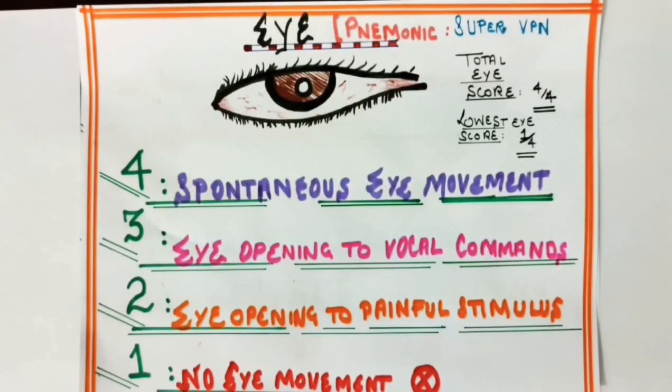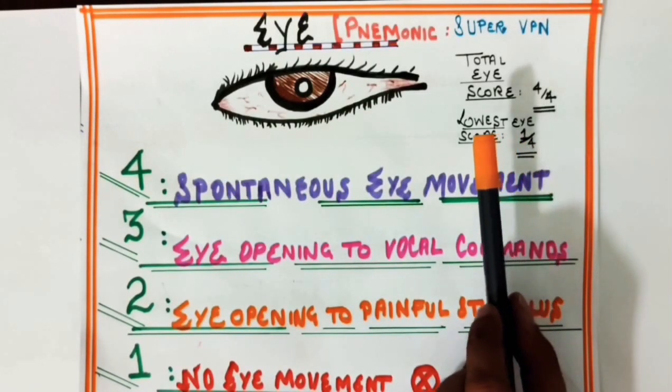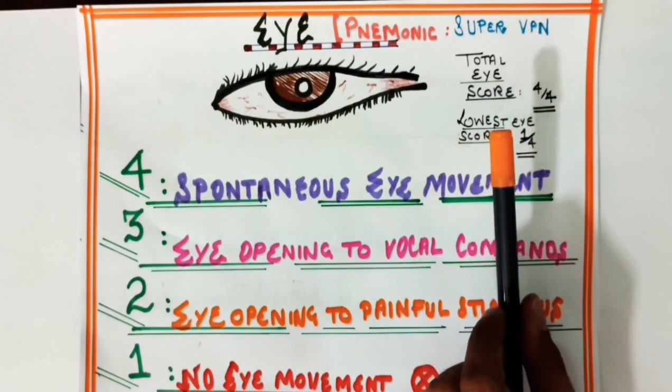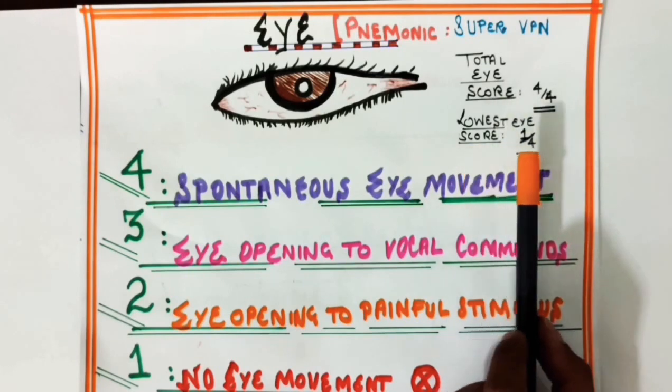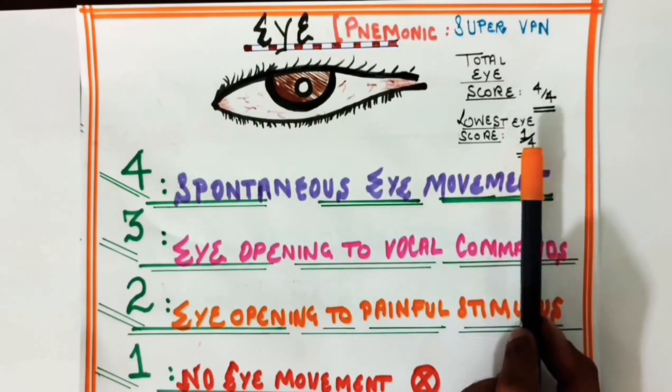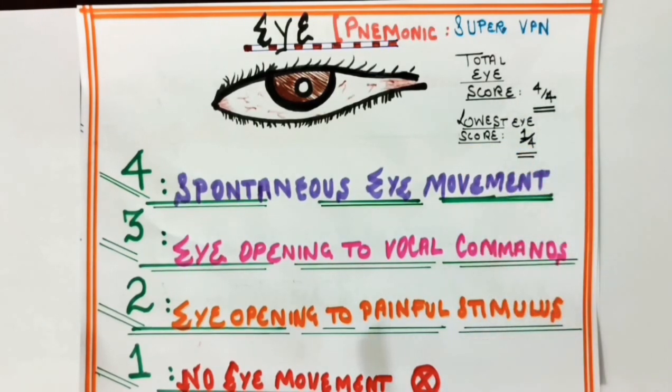The score which we have for the eye movements is 4. Over here you can see in the top right corner the total eye score is 4 by 4, and the lowest score which you can get for the eye is 1 by 4. So how do we get that score, and how do we use this mnemonic of SUPER VPN to create a handy and efficient memory for the eye score?